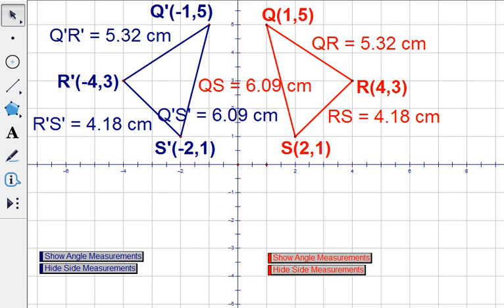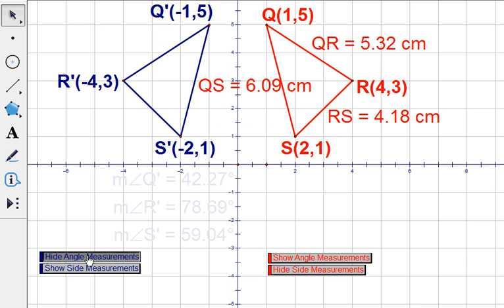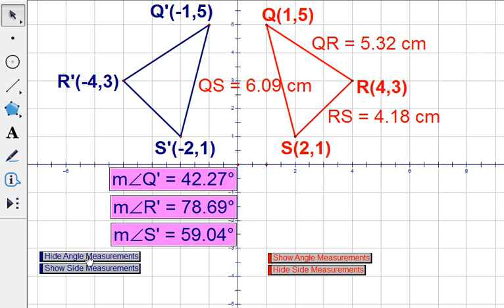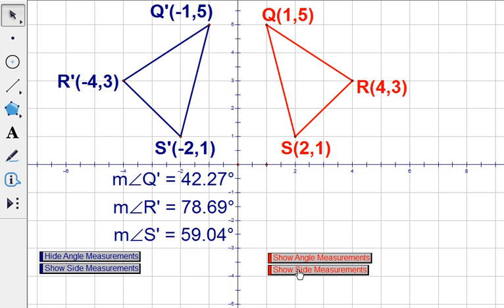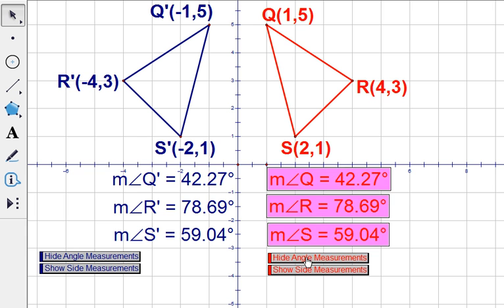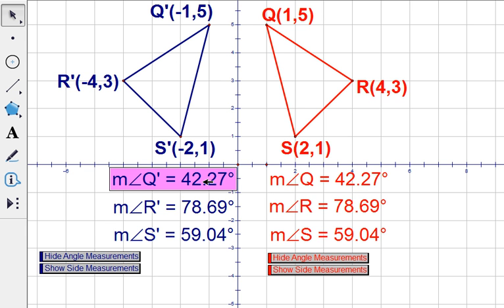Now I need to look at the angles. The corresponding angles also have to be congruent. I'm going to hide the sides for the time being, and now I'm going to show the measures of the angles. Have all 3 angle measures there for triangle Q prime, R prime, S prime. Hide the sides for this one. Show all my angles. And when I look at this, I notice that angle Q prime and angle Q are equal in measure, therefore they're congruent. Same thing's going to happen with angle R and R prime and angle S and S prime.